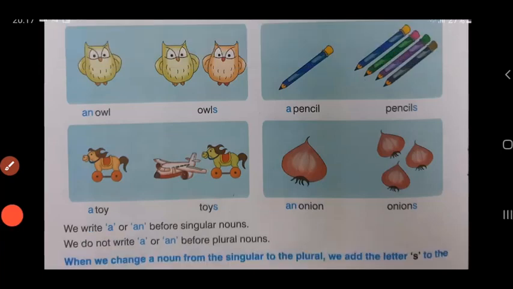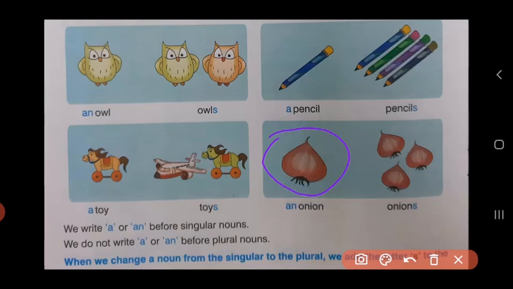And the last one, we have an onion, kanda. Because it is the singular form and onion starts with O, I write it as an onion. But when there is more than one onion, we add an S to onion and we call it onions, which is the plural form.